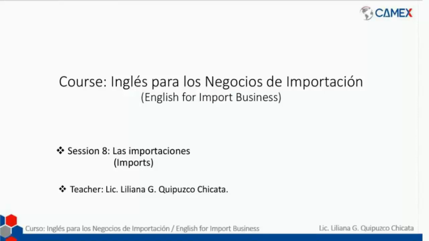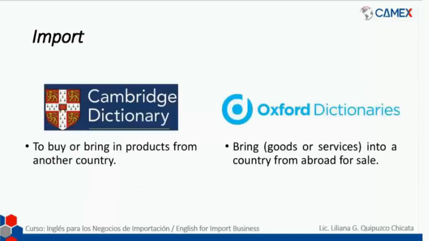When we don't know something, we go to the dictionary, right? Perfecto, Iván. We go to the dictionary to find out what's the word. So in this case, import, according to Cambridge Dictionary, it is to buy or bring in products from another country. On the other hand, Oxford Dictionary says that it is to bring goods or services into a country from abroad for sale. So, first, Cambridge says that it is to buy or bring in from another country, and Oxford says that it is to bring but for sale.